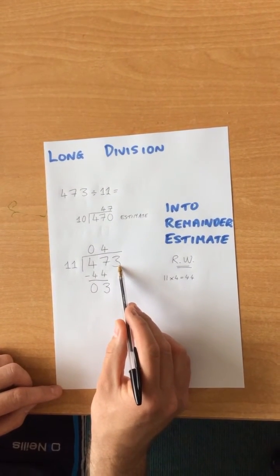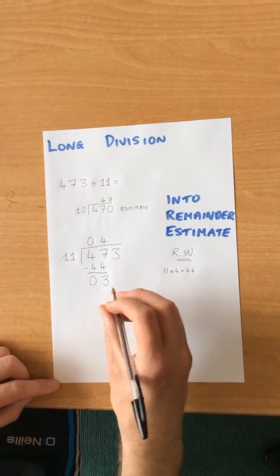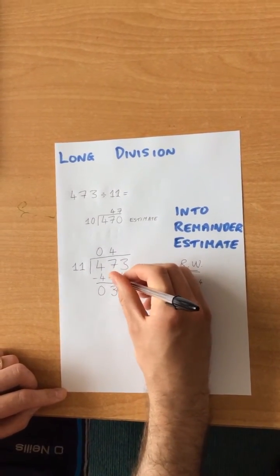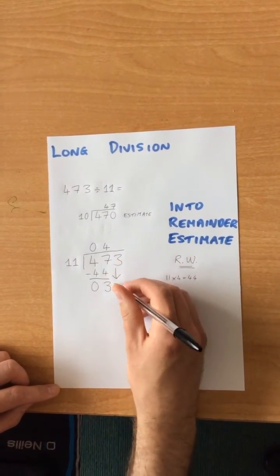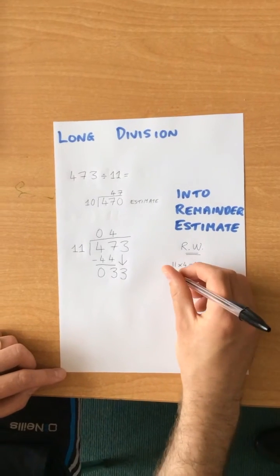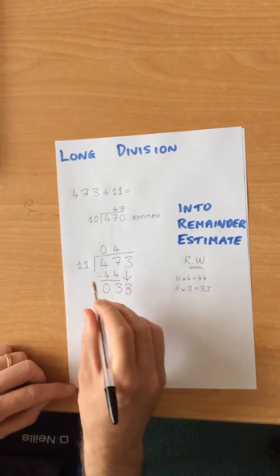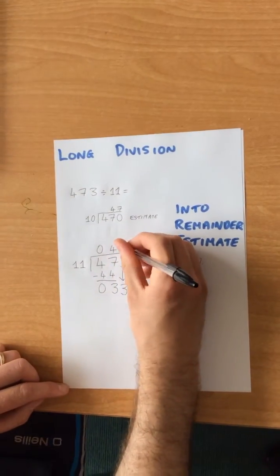I'm now left with another 3 out here in the units place, and that needs to become part of the sum. So we encourage the children to draw an arrow to physically bring it down. So my 3 comes down to here. 11 into 33, they should know from their tables. 11 into 33 will go 3 times.